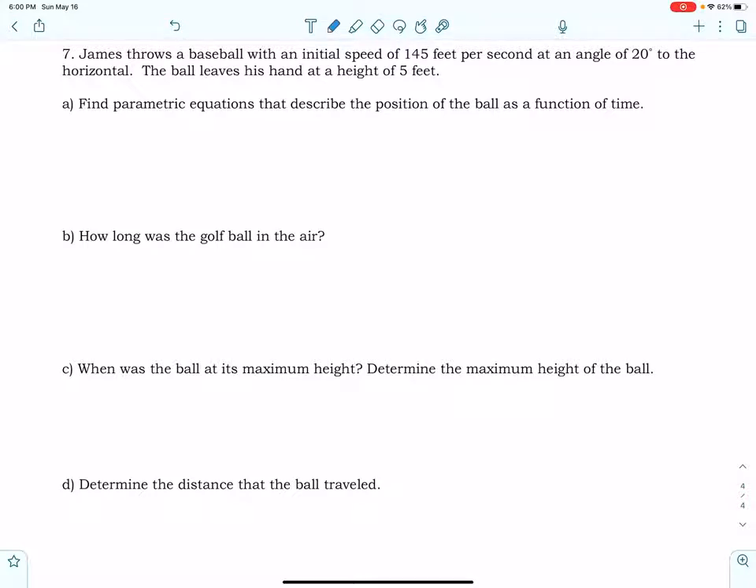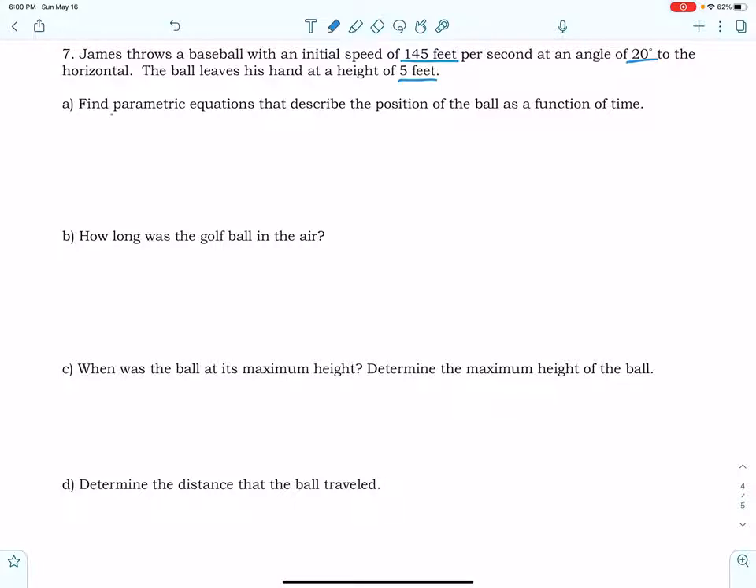Okay, pre-cal, in this video we are going to look at parametric equation application again. And so we have James throwing a baseball with an initial speed of 145 feet per second at an angle of 20 degrees to the horizontal. The ball leaves his hand at a height of 5 feet. So now our initial height is not 0, it's 5 feet off the ground.